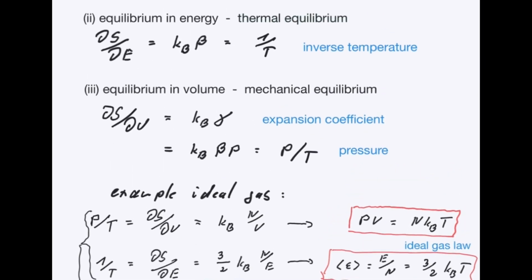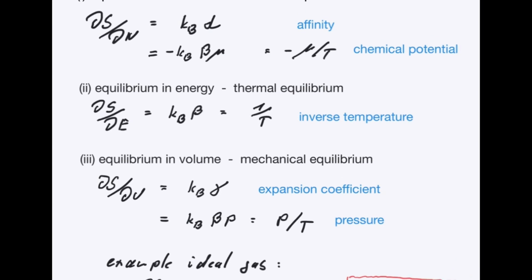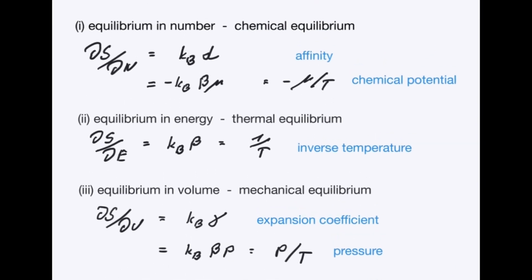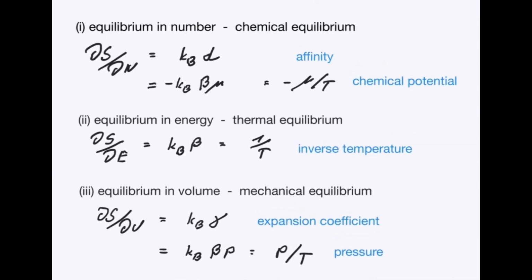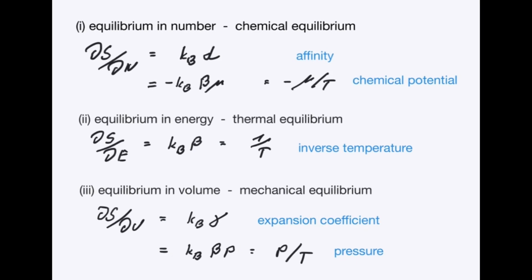All the definitions I gave so far are given for the entropy. Sometimes it's more convenient to not talk about the entropy, but rather about the chemical potential S hat. The partial derivative of S hat with respect to N is equal to gamma. The partial derivative of S hat with respect to energy is equal to beta. And the partial derivative of S hat with respect to V is equal to beta P.